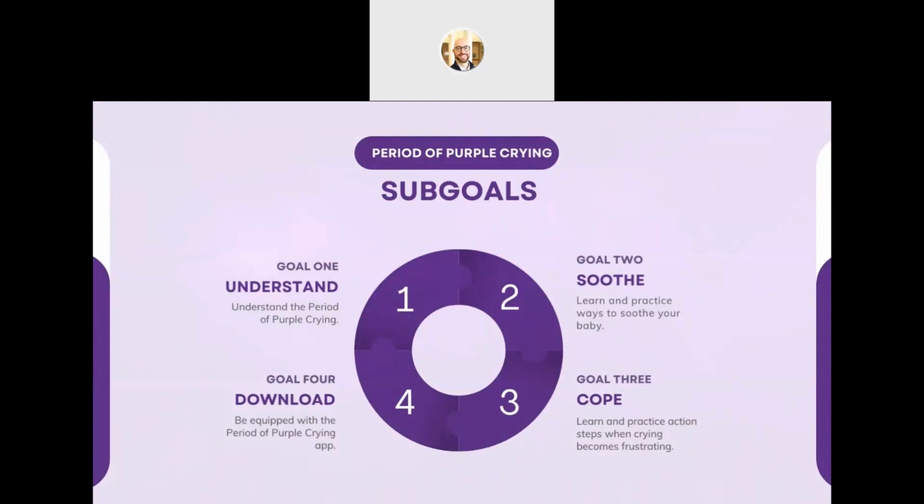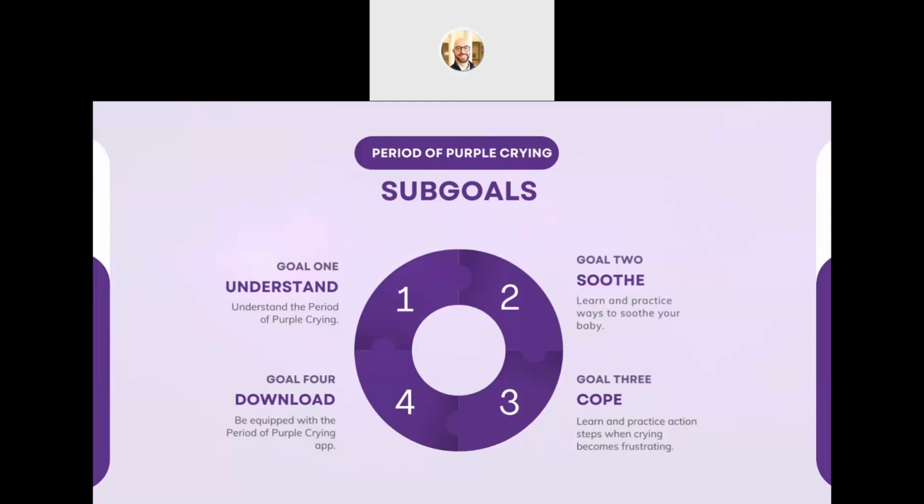Goal number 3 is to cope. We're going to learn how to soothe the baby, and we're also going to learn how to cope, because there are going to be times when the baby is maybe inconsolable, and that's what the program talks about. Learn and practice action steps when crying becomes frustrating. And then goal number 4, which is part of the Period of PURPLE Crying, is download: be equipped with the Period of PURPLE Crying app.